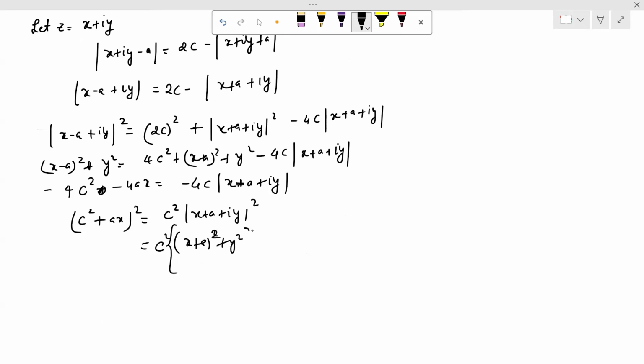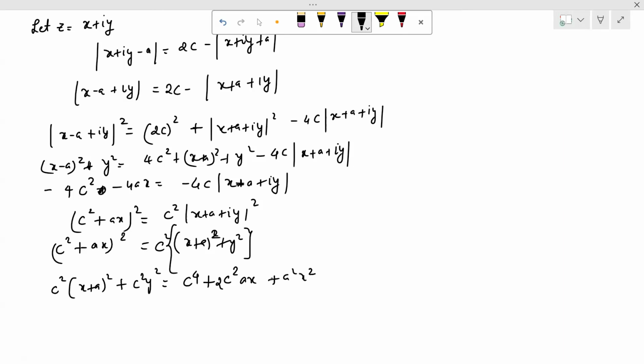And then I can write plus Y square is equal to C square plus AX whole square. And from here, I think you can try to solve it. And what will I get? Let's see. C square times X plus A whole square plus C square Y square is equal to C raised to power 4 plus 2C square AX and then plus A square X square.